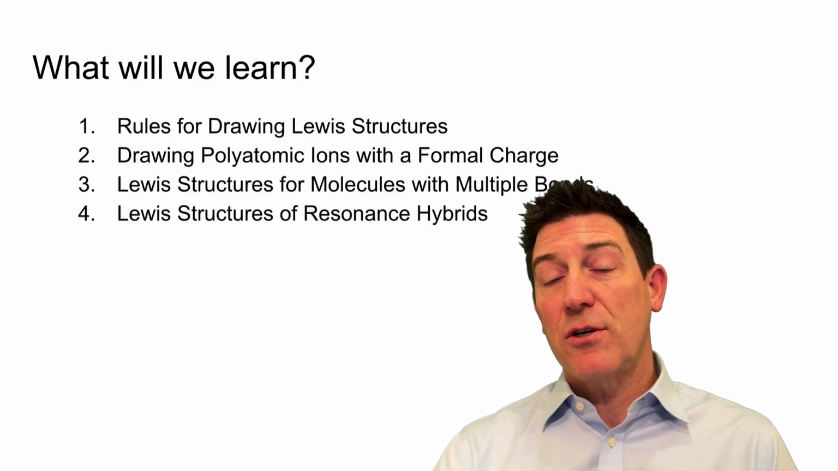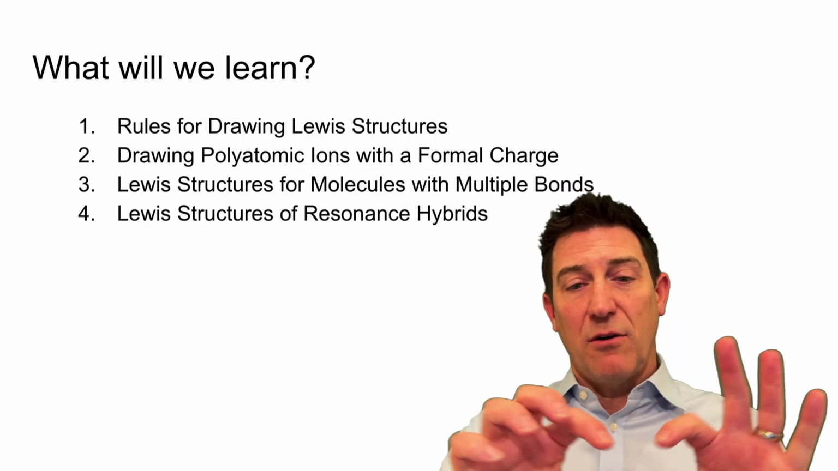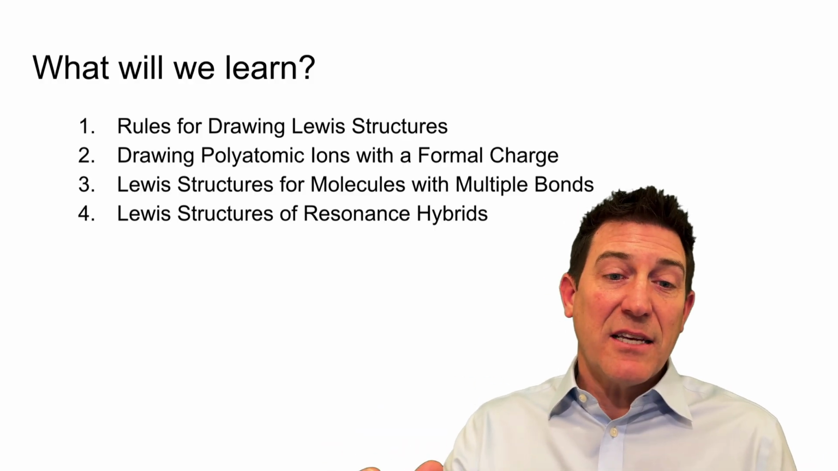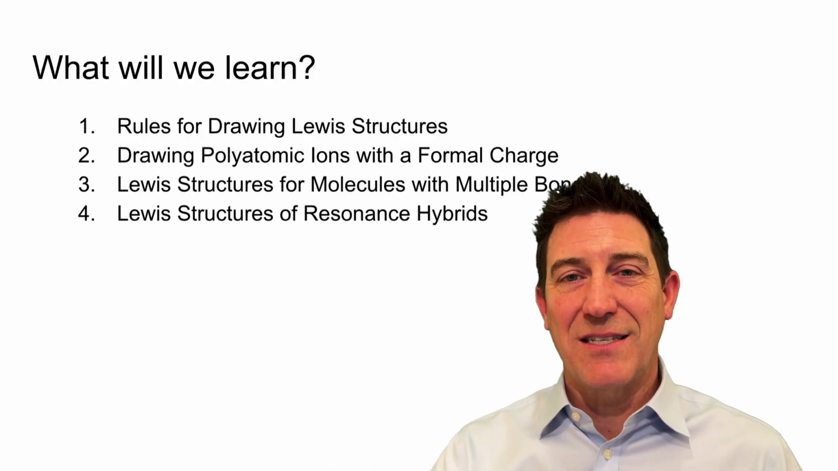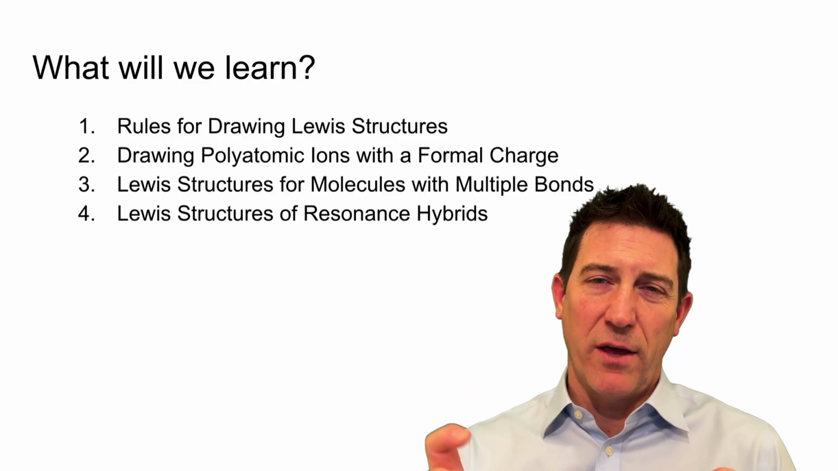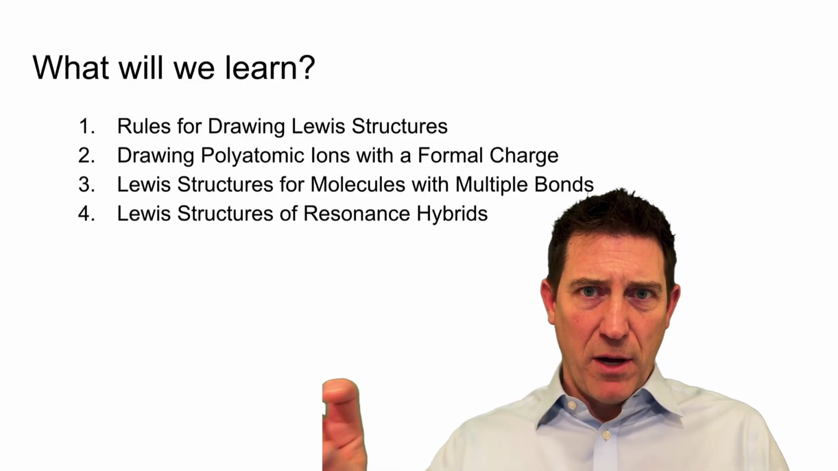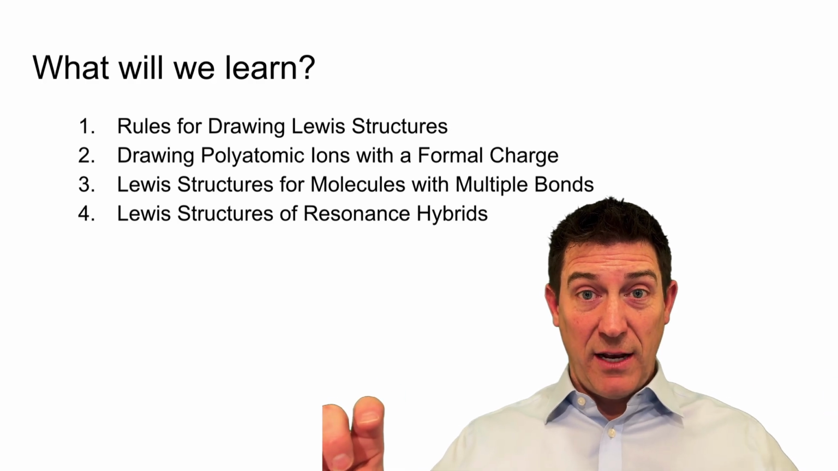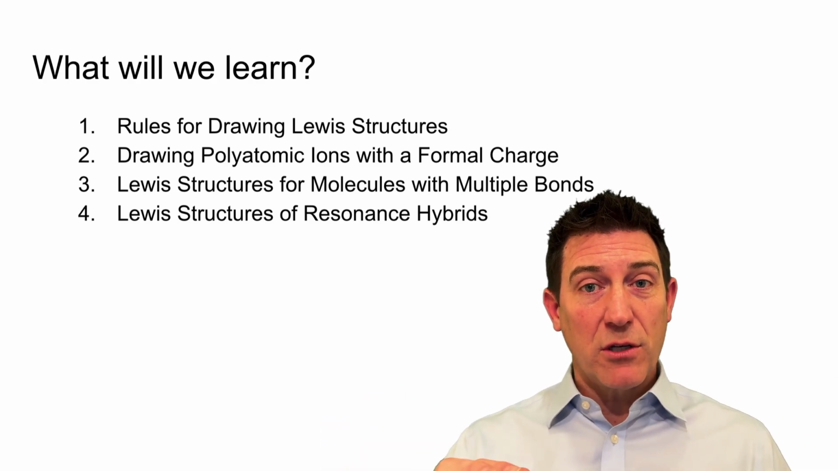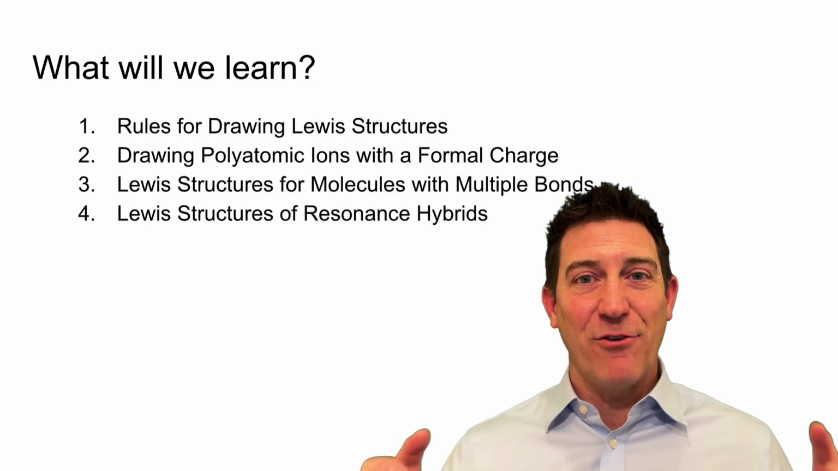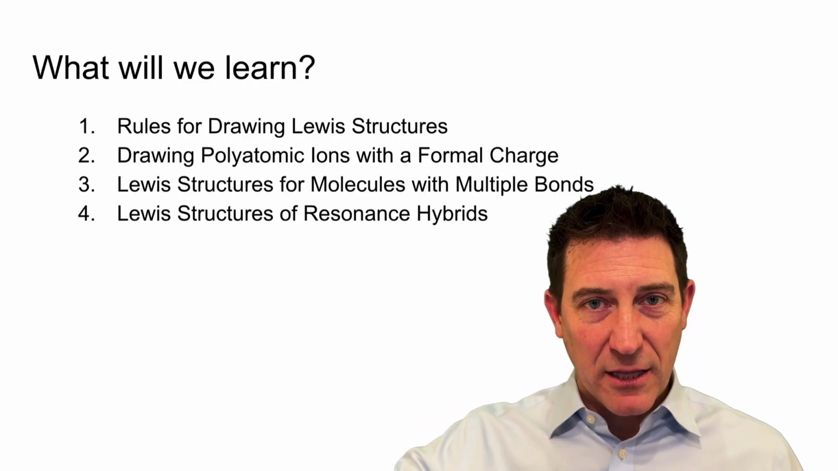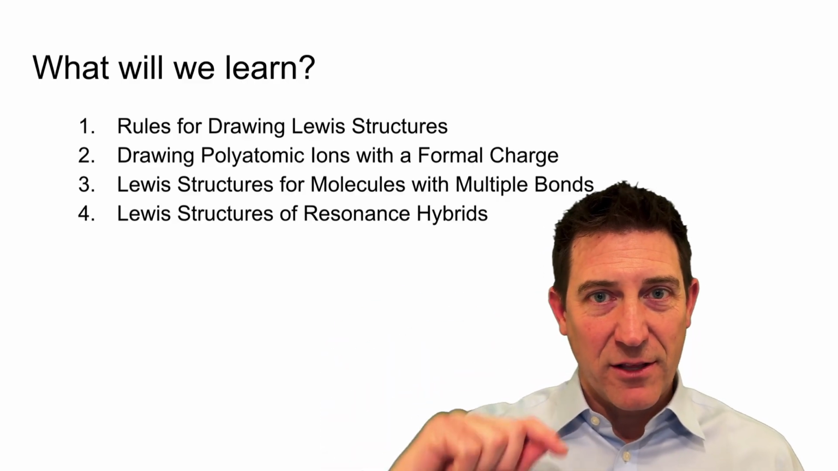And Lewis structures for molecules with multiple bonds. So what happens if we have a double or a triple bond? How do we deal with that? And then the last one is Lewis structures of resonance hybrids. We're also going to cover one other one in there, and that's if we have an organic molecule with a whole bunch of carbons in a chain. What do we do with that? So over the course of all these lessons, you're going to learn everything you need to know about Lewis structures. Again, there'll be a list of all these lessons down there in the description.